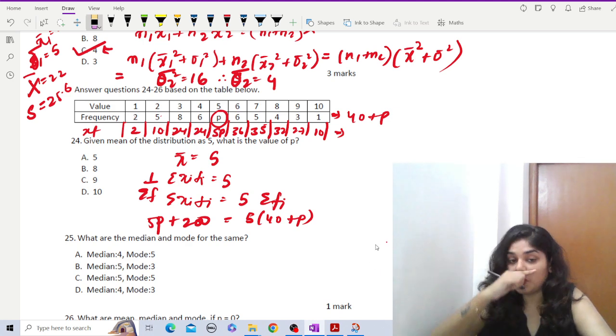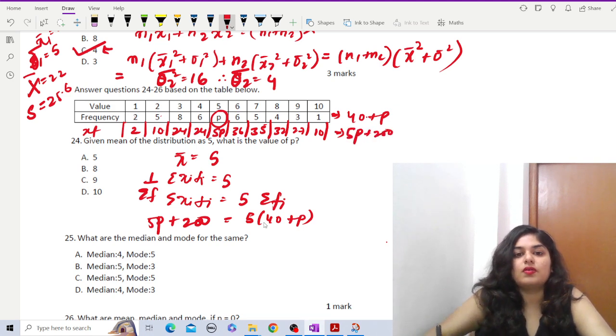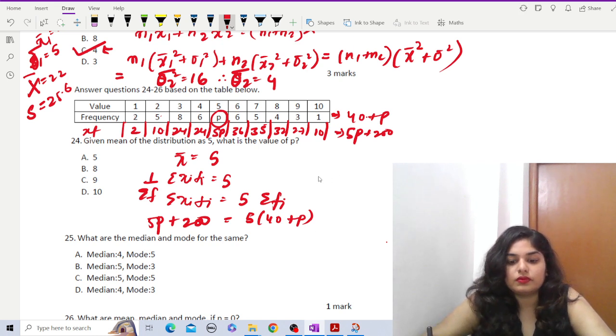So the equation we have got is summation xi fi is 5p plus 200. So this equals this, as you can see. So from here we have p is equal to 10. Okay.